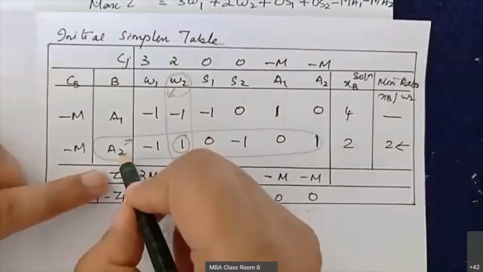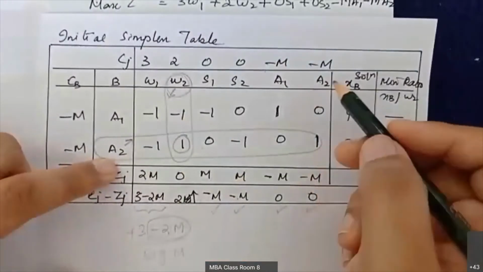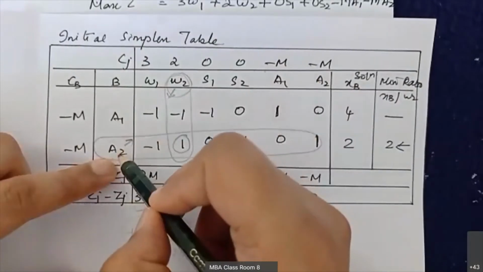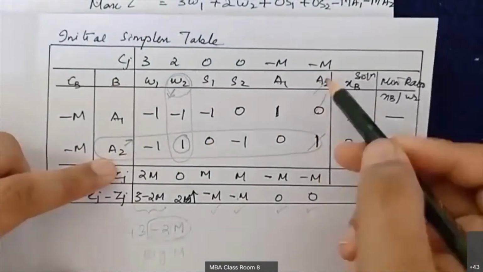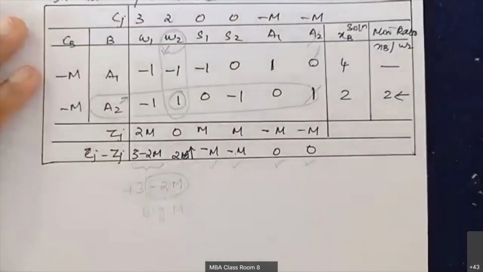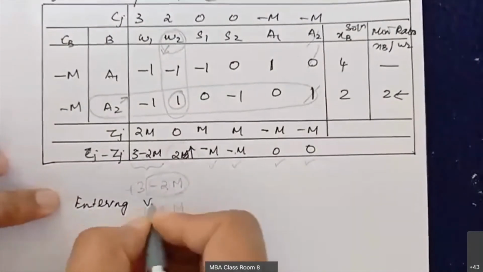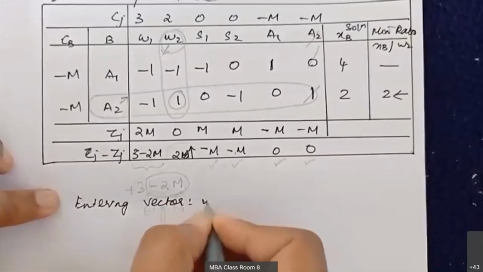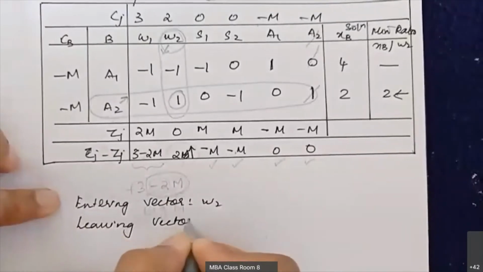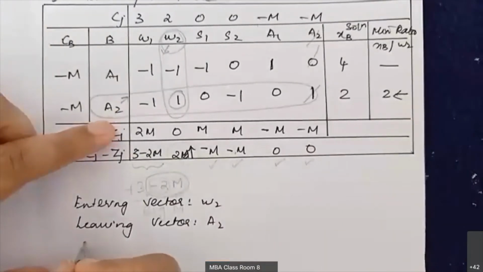In the Big M method, we have already told that if the artificial variable is going out, then in the next simplex table we don't have to consider the corresponding column. So A2 is going out, so we'll cancel A2 from the next simplex table. So I'm just cancelling here. Now the entering vector is W2, and the leaving vector is A2. Perform the row operations.